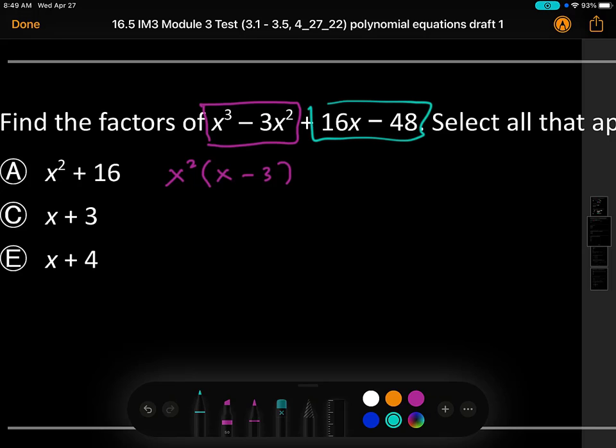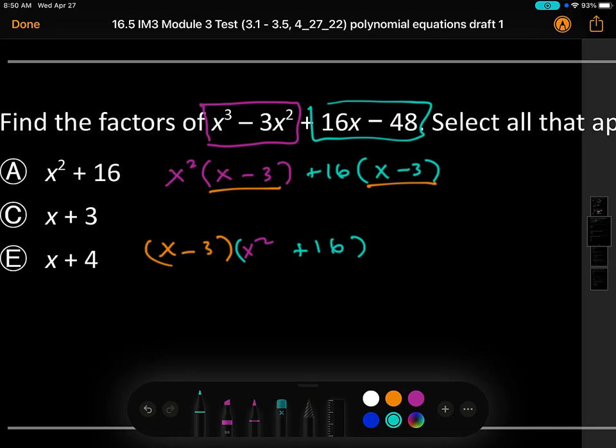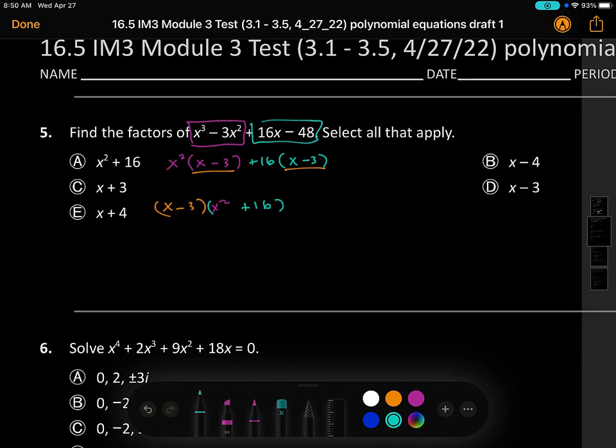Then over here, I'm going to try to factor out a 16. I get x minus 3. And you notice that this will work when you have the same thing in the parentheses, because you can factor that out again. So I'm just left with x squared plus 16. Let me put that in parentheses here. I don't need to solve, I'm just factoring, find the factors. So in blue, that would be x squared plus 16, choice A, and x minus 3, which is choice D.